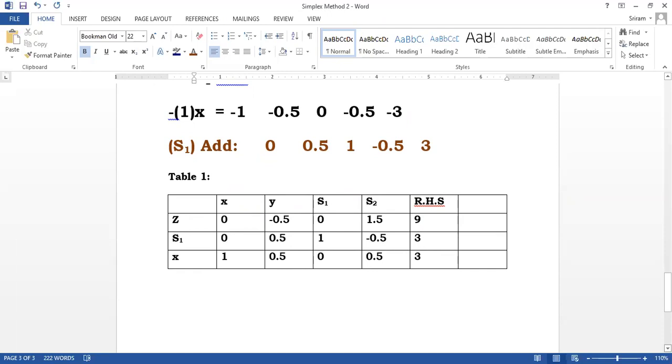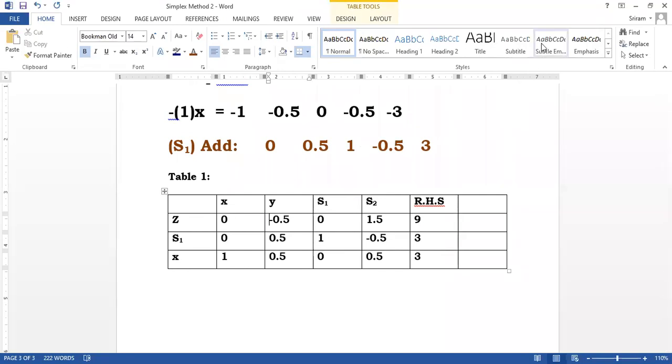Dear, we have to proceed with this loop. Please remember, we have to proceed with this loop until all the values in Z are positive. Okay. See, now this problem is not yet finished. I am going to check the value of Z.